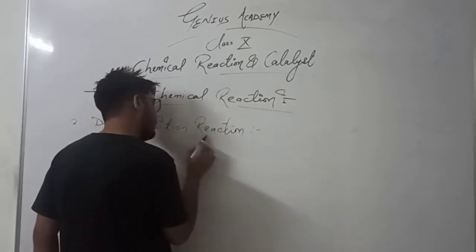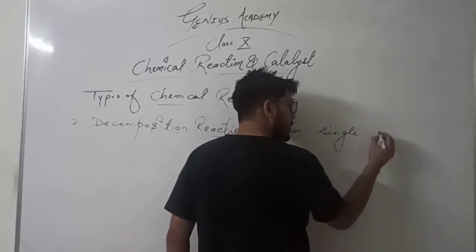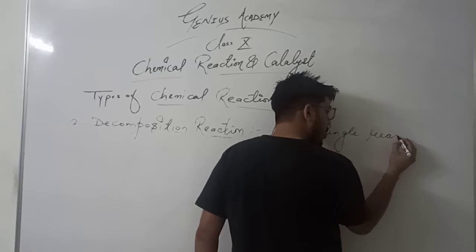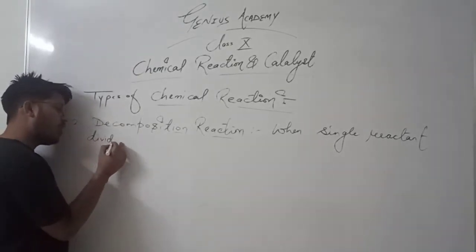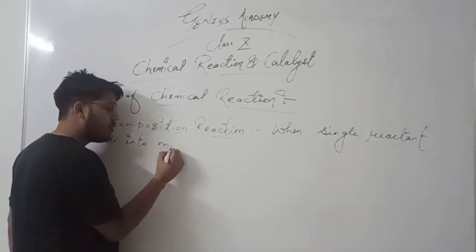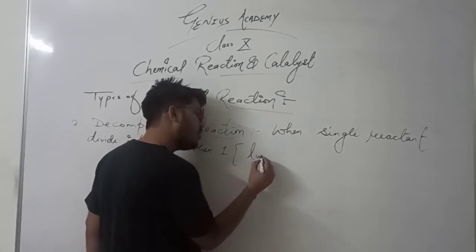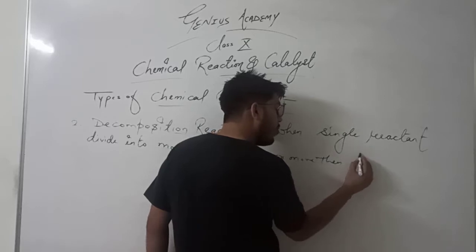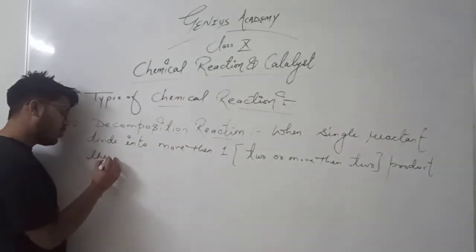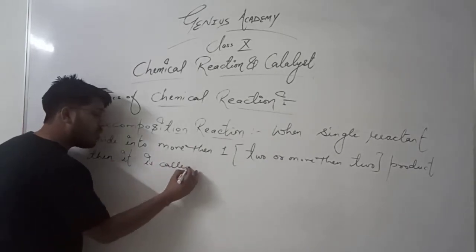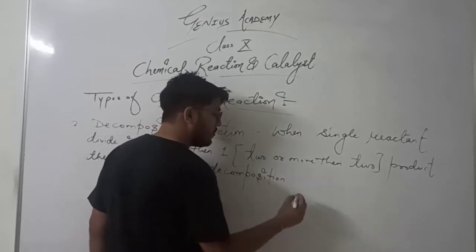when a reactant is divided into more than one, meaning two or more than two products, then it is called decomposition reaction.